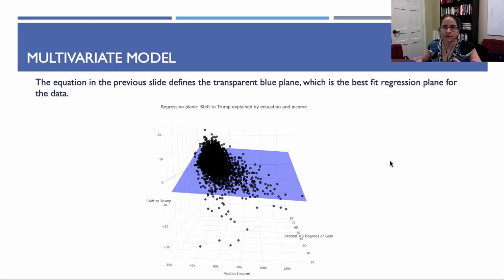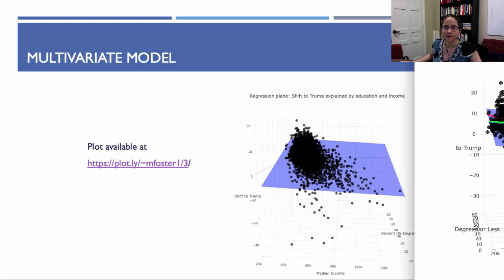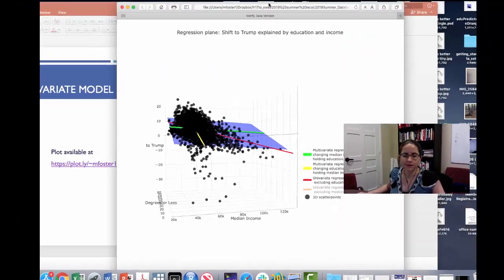So just like you had a best fit regression line for 2 variables for predicting shift towards Trump based on median income, you also have a best fit plane that is based on 2 variables, education and income, as they predict the shift towards Donald Trump. This plot is available at plotly/mfoster1/3, and I'm going to go ahead and show it here.